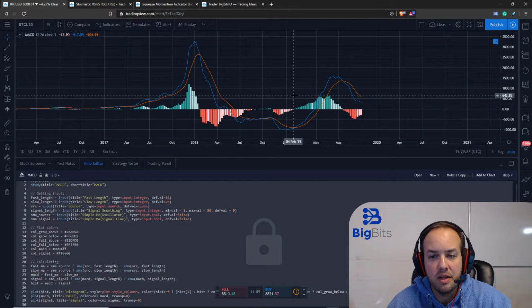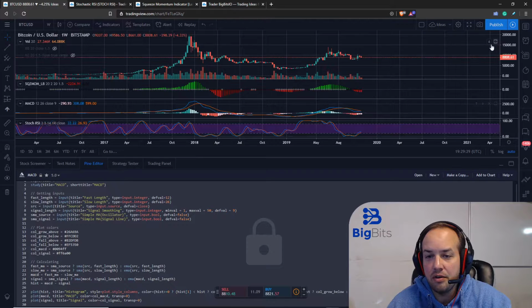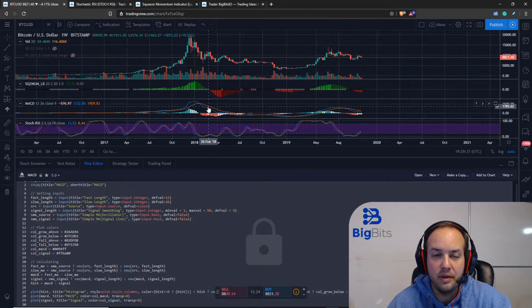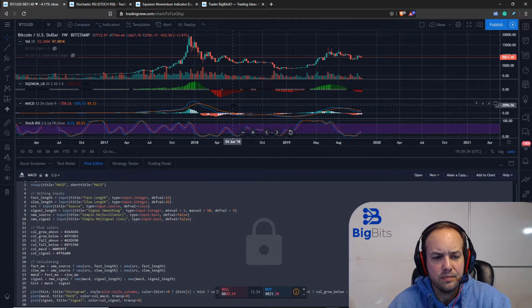And honestly, it's very good. If you look at it here, you can see it followed very well with the price action, and then back down here as well. It's a very common indicator, like I said. Now, let's move on to the other indicator that is fairly common, the stochastic RSI.